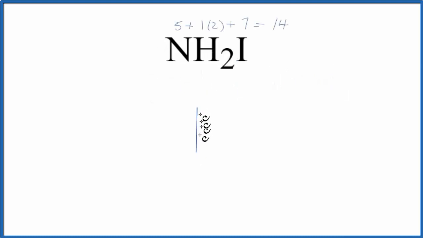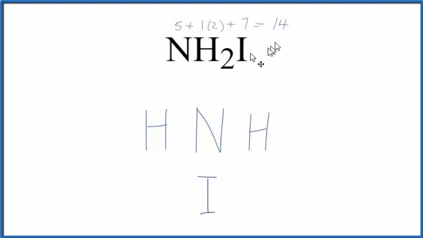We'll put nitrogen in the center, hydrogens always go on the outsides, and then we'll put our iodine atom here. We have 14 total valence electrons. We'll put electrons, pairs of electrons, between atoms. These will form the chemical bonds. We've used 6. We have a total of 14.